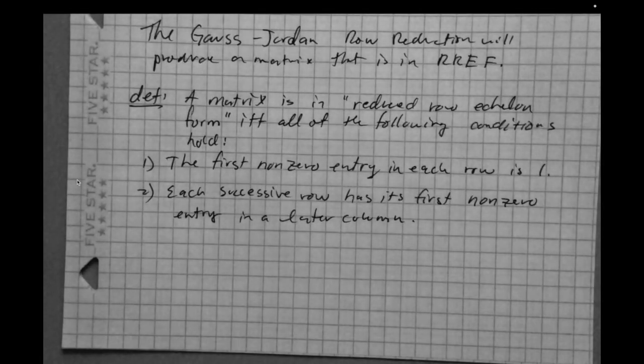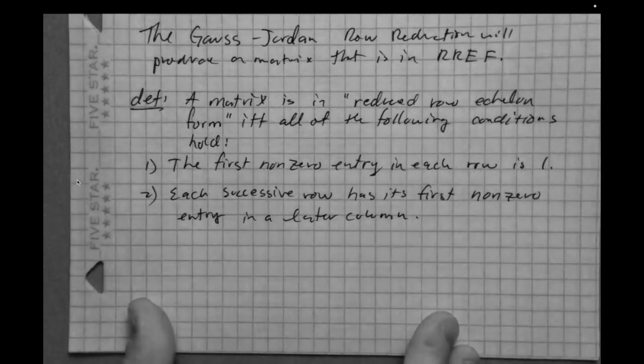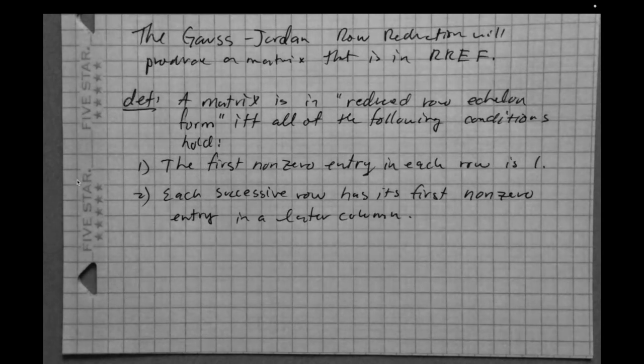Now these first two items sort of spell out the stair-step nature of the pivots of the matrix. So this matrix we're looking at, and in fact reduced row echelon form matrices in general, have a stair-step pattern. Okay, and that's what 1 and 2 establish.